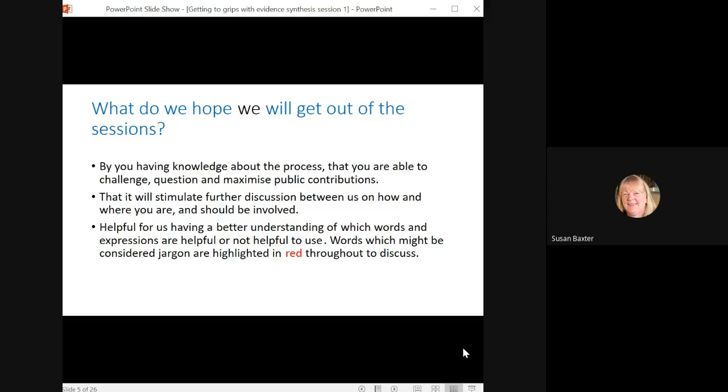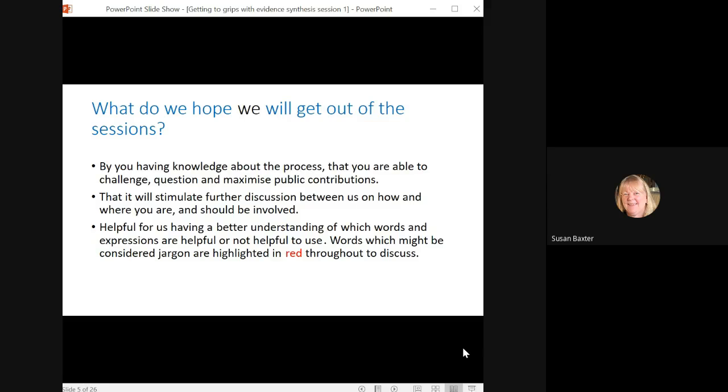We're also hoping that by talking about the process and giving you more knowledge about how it all works, that will help us in thinking about how and where you are involved, and also, you know, where you should be involved in the process. You know, are we involving you as well as we could? Are there places that actually you could make more of a contribution that we haven't thought about? So we're hoping that it's going to stimulate some discussion.